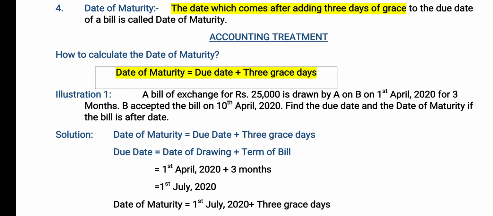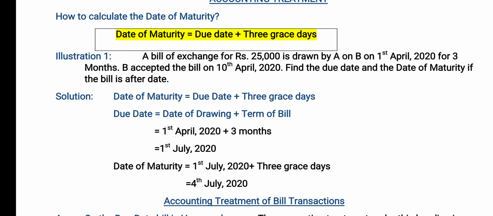It will become more clear from the illustration one that I have given to you. A bill of exchange for rupees 25,000 is drawn, means the amount of bill is 25,000, which is drawn by A. He is a drawer or a seller. On B. B is a purchaser or drawee. On 1st of April 2020 for 3 months. B accepted the bill on 10th April 2020. So you have to find the due date and the date of maturity if the bill is after date.